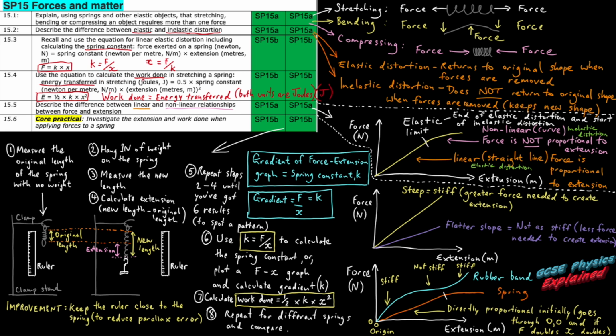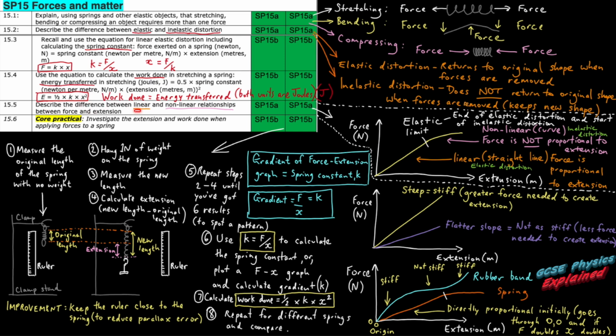Use the equation to calculate work done. Well, remember, work done is energy transferred. Both units are in joules. So you'll notice the equation here says energy rather than work done, but it's the same thing. So to work out how much work or energy you've transferred to a spring by stretching it, you do a half times the spring constant times the extension squared.